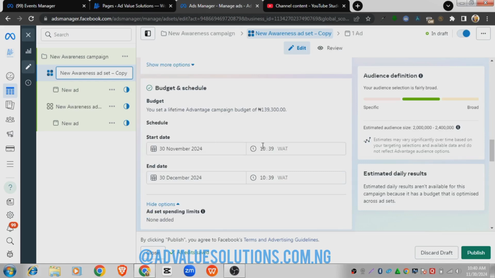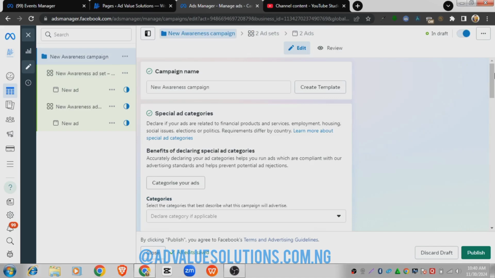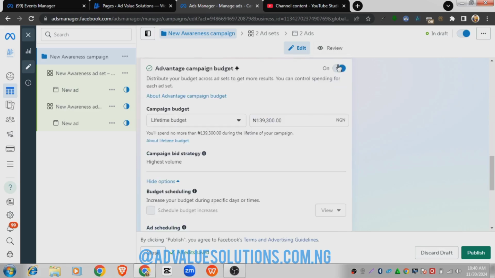The budget and schedule. You can now set it from start to end. You can set it here. I always go with daily budget, so I don't really use this lifetime budget. So you can as well remove this advantage campaign budget and set your budget at ad set level. You can do that as well.